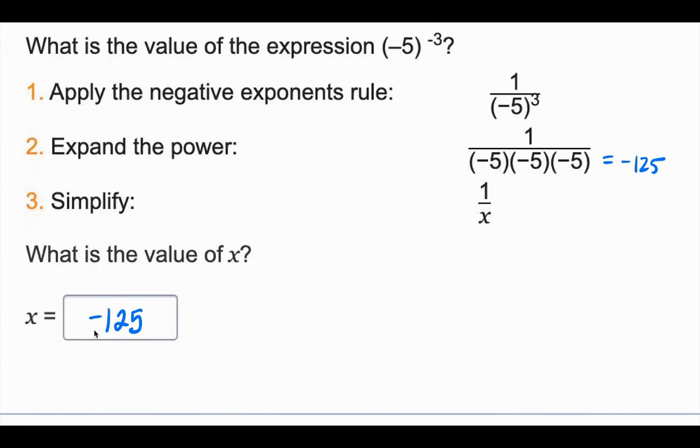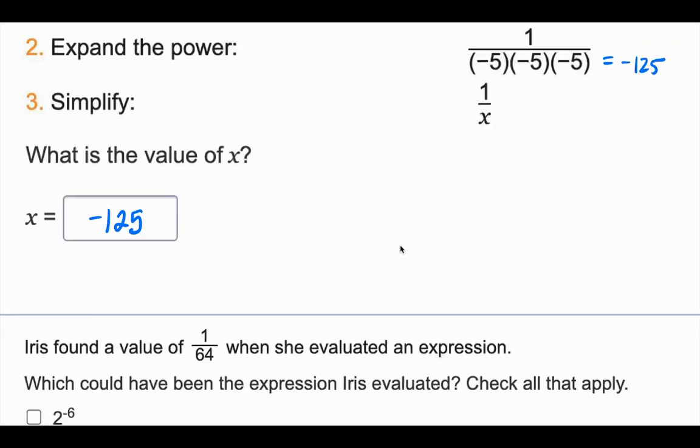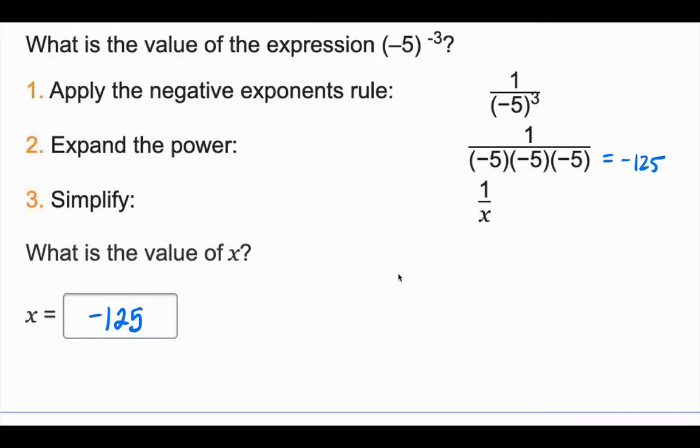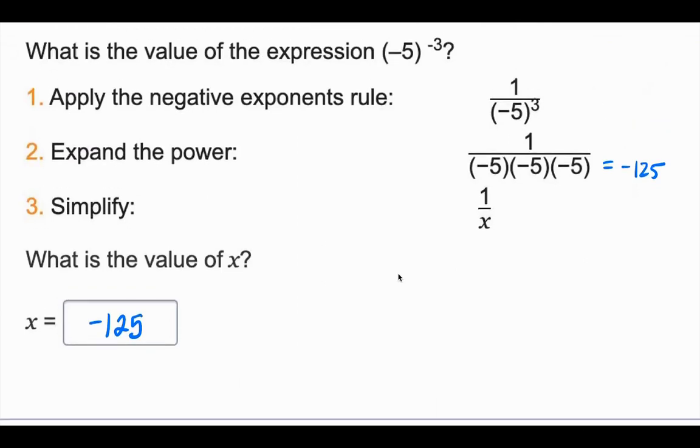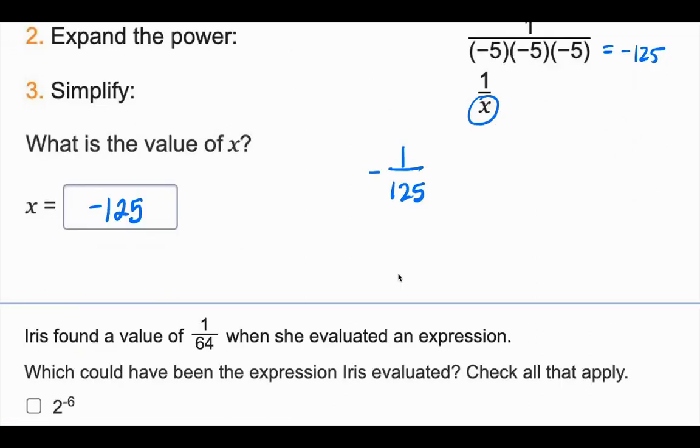X is going to be negative 125 because we have a negative times a negative times a negative, which results in a negative number. So we apply the exponents rule, expand it, and simplify. And so x itself is negative 125. If we were to write the whole answer, it would be negative 1 over 125 like that. But all we wanted right there was the x value.